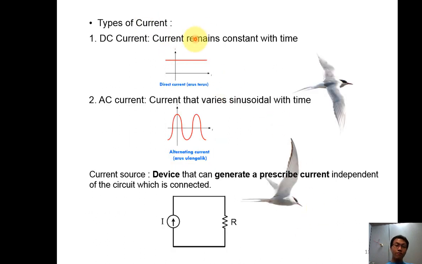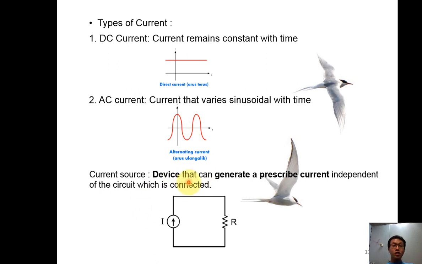Types of currents. We have two types: one is a DC current, one is an AC current. DC current is a current that remains constant with time, so it is constant. AC current is the current that varies sinusoidally with time. One moment it will go to the positive plane, one moment it will go to the negative plane.